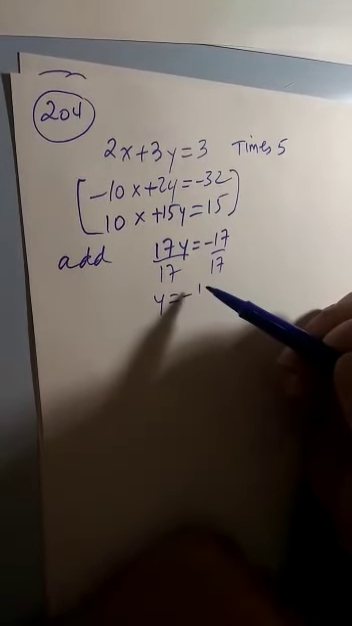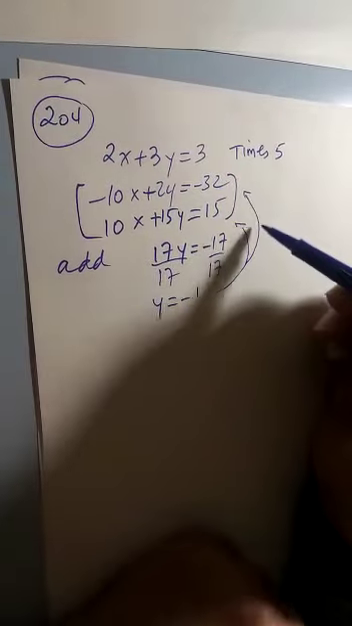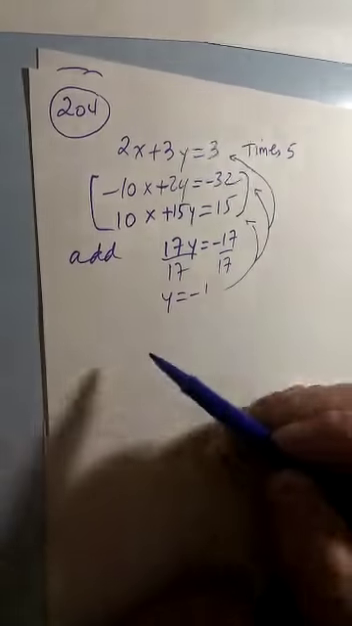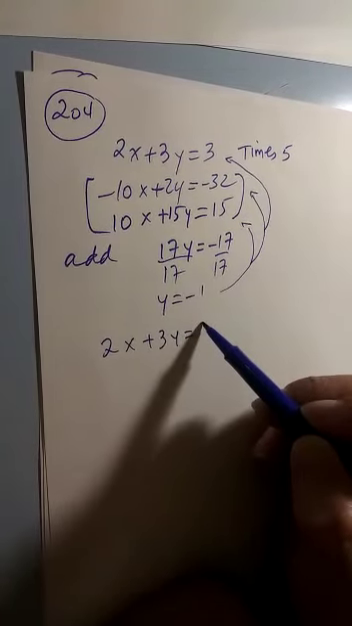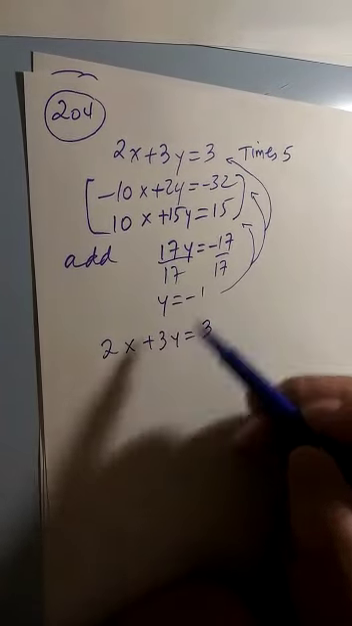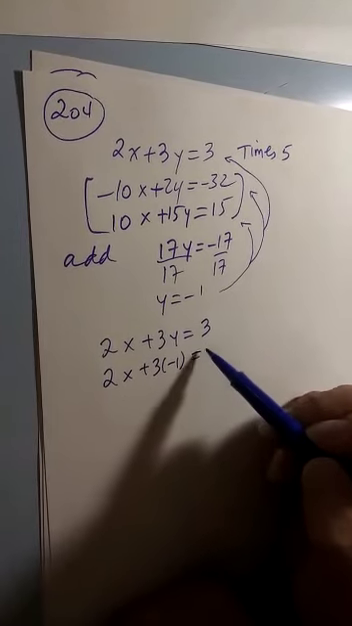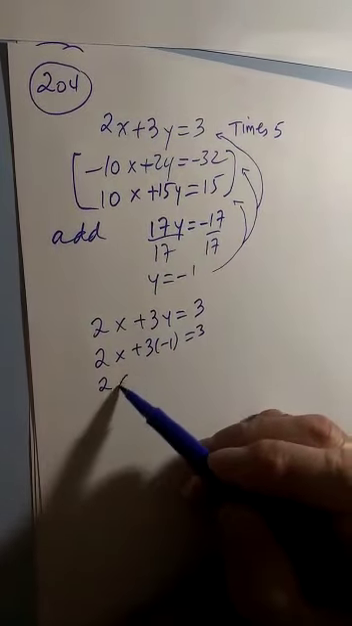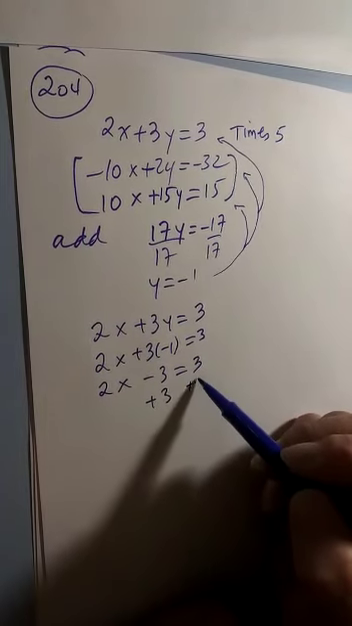Substitute y equals minus 1. Now you have three choices. You can substitute in the third equation, second, or first. Let's go to the first this time. 2x plus 3y equals 3. But y is minus 1. So 2x plus 3 times minus 1 equals 3. 2x minus 3 equals 3. Add 3 to both sides.